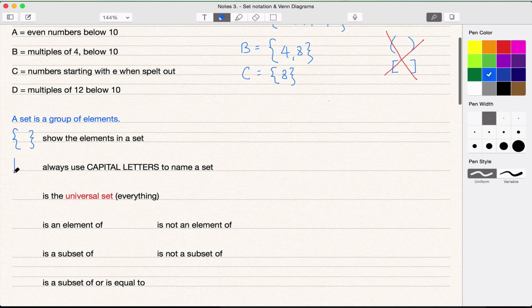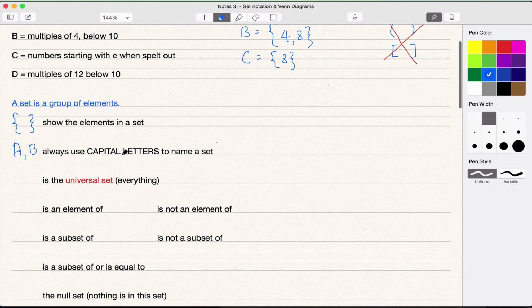We always use capital letters to name a set. Here we've got A, B, C, D, but you can use any letter of the alphabet, but you need to use capital letters, don't use small letters.